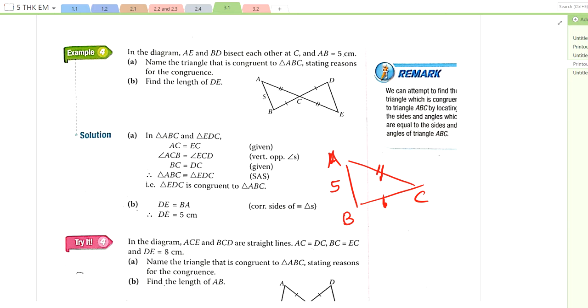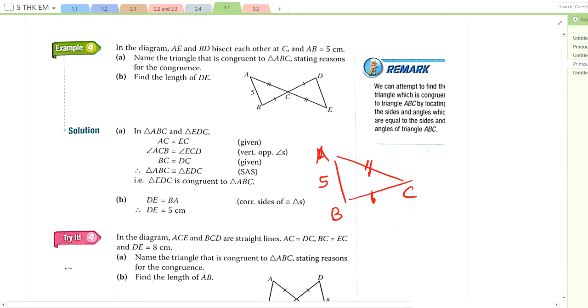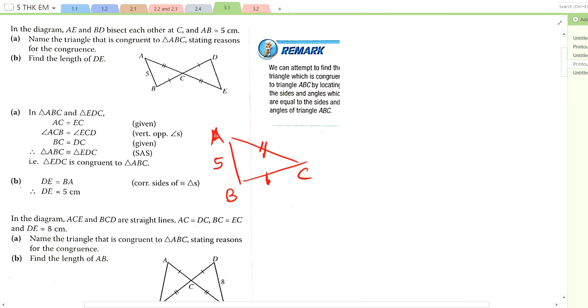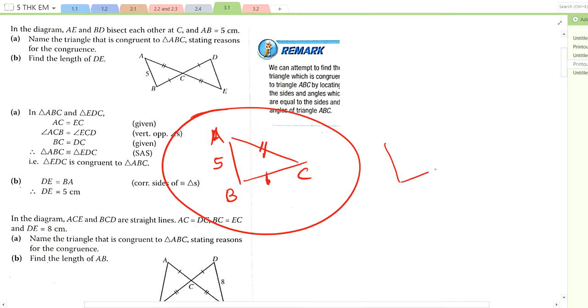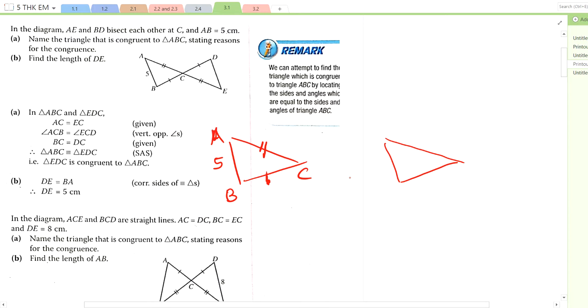Okay? So we may have problems with that. Some of you don't seem to have a problem with that, but for me I have a problem with it. So I will draw out the triangle. I will draw exactly the same triangle over here. Okay, in the same orientation. Okay, do you see that the same orientation?